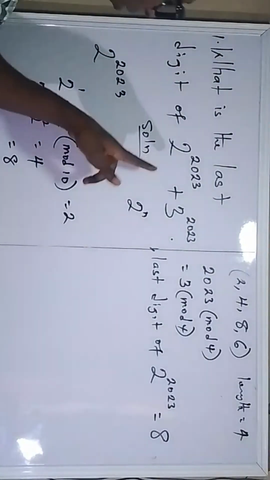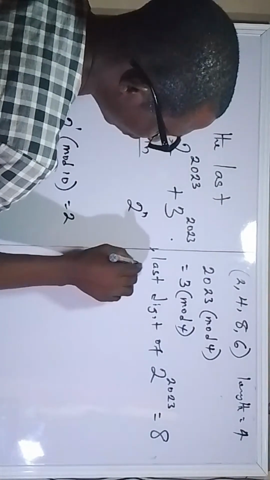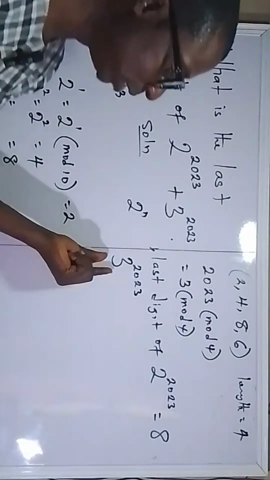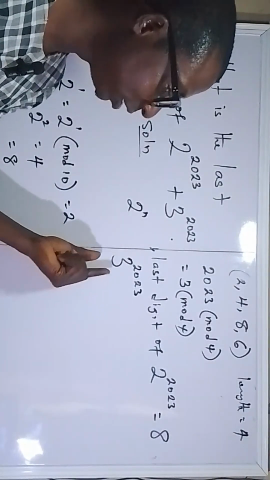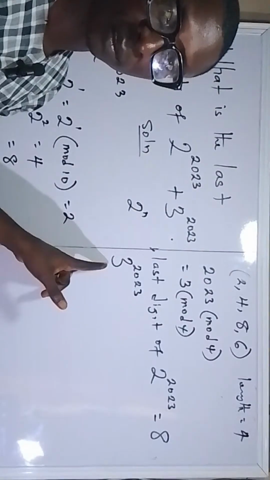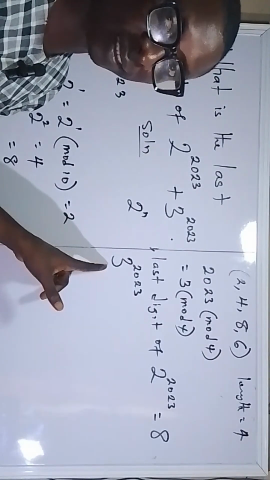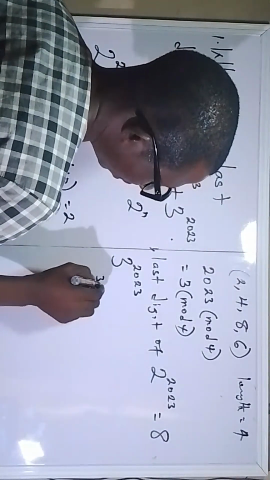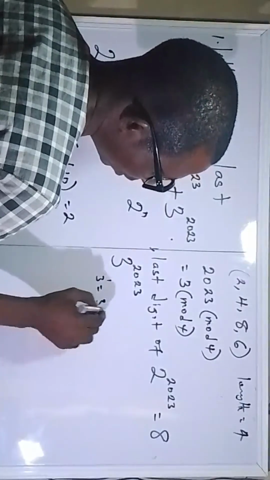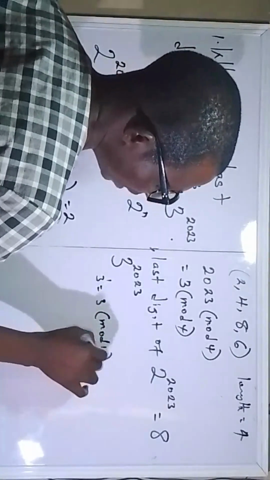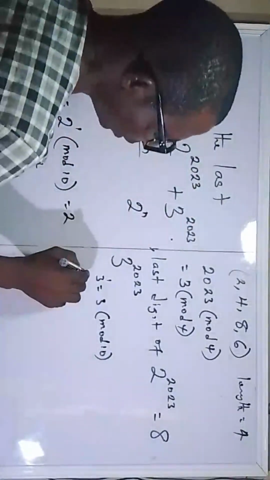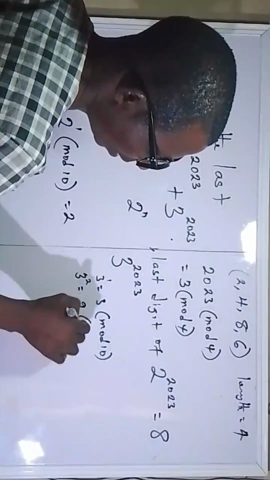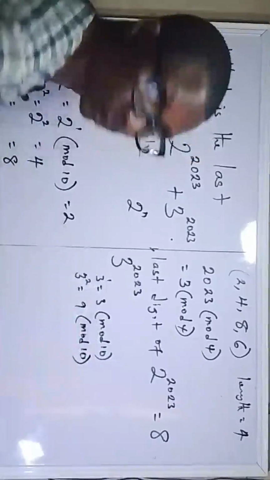Now let's look at the second one. 3 raised to the power of 2023. What I'm going to do now is look for the last digits of numbers whose base ends with 3, just like we did here. So we start with 3 raised to the power of 1, which equals 3 in mod 10. Okay, so we move to the next one. 3 raised to the power of 2 is 9. That will be 9 in mod 10.